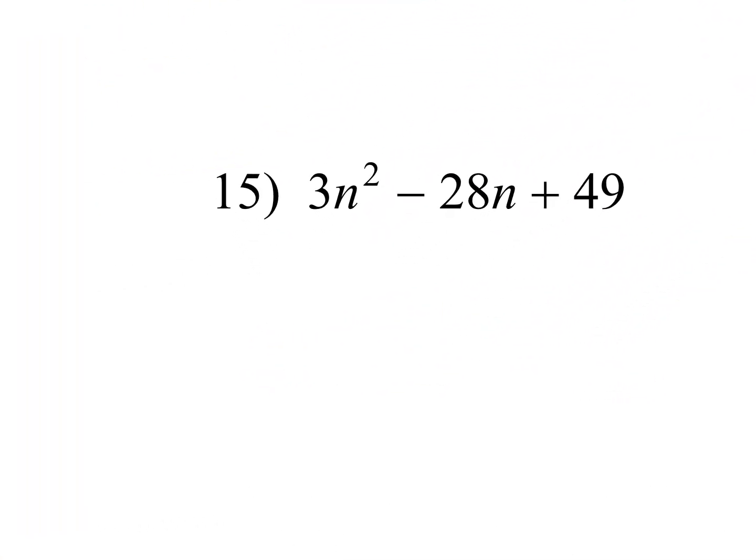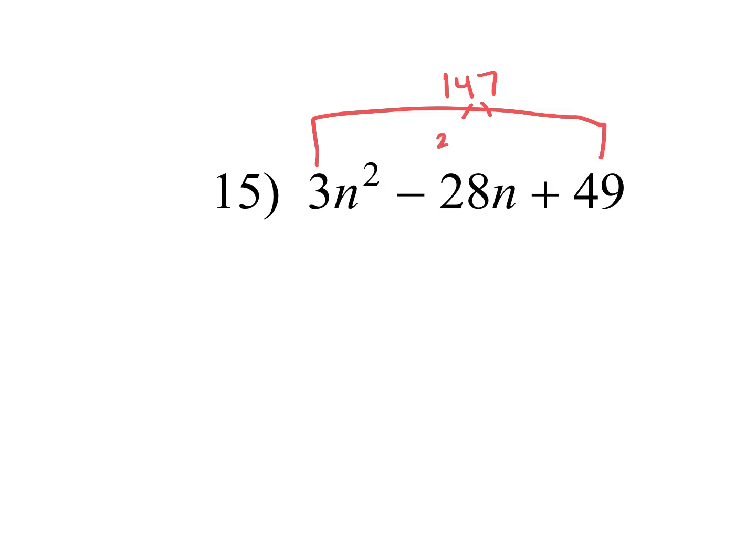All right, Tyler, 15, what should I do first? Tyler, 15. No, I want to help him out. What should I do first? Multiply the first and the last. So it's 3 times 49. 147. What are two factors of 147 that add to negative 28?